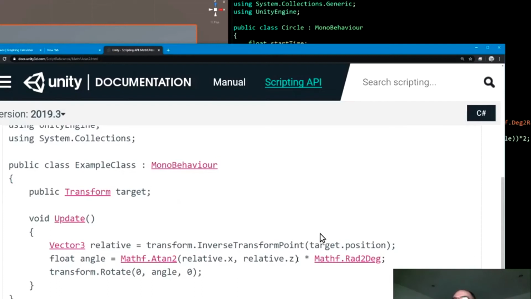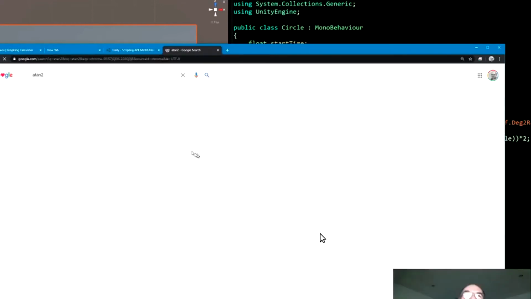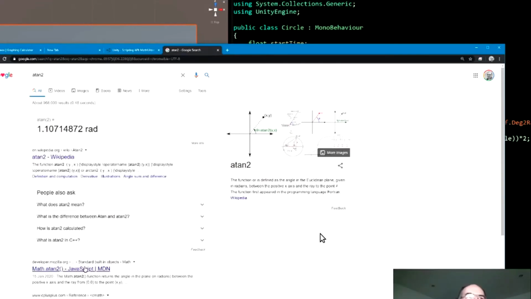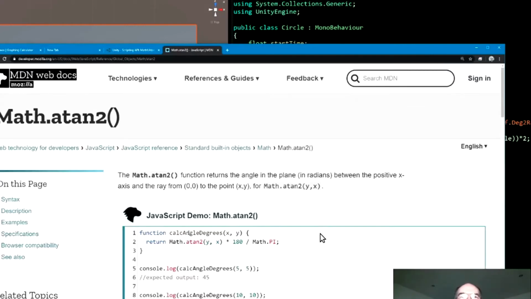You kind of look down here and you can see, look, here they said x, z. Well, I know it's z, but not y, but that's because they probably were doing the same thing that I was doing, with the x, z instead of x, y. And so what do you do? You go and look up ATAN2 from somewhere else. JavaScript. Calculate angle degrees, x, y. Math.atan2(y, x).